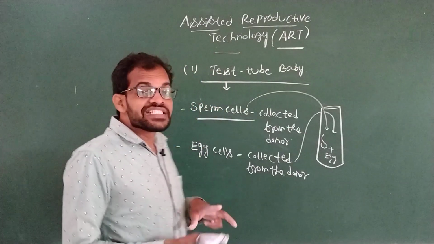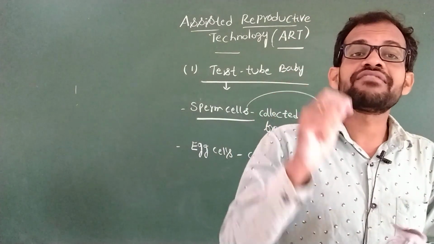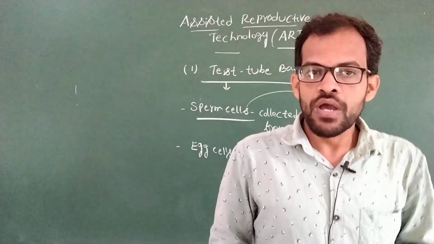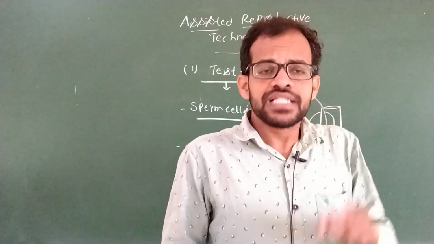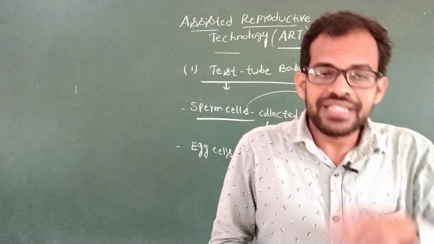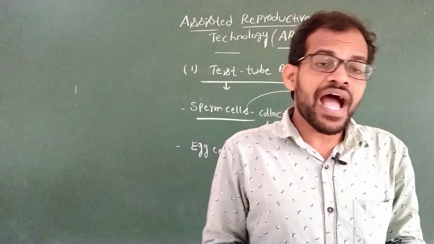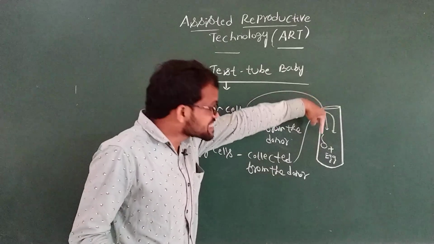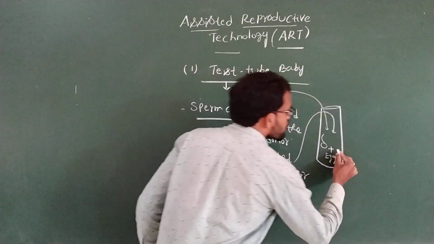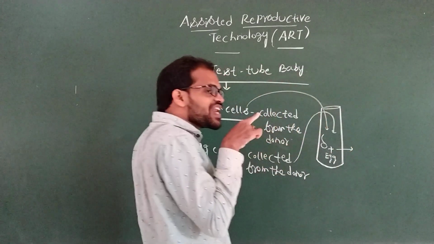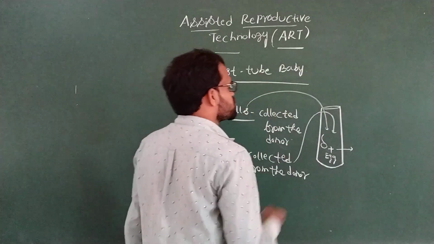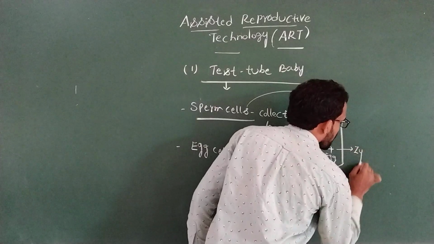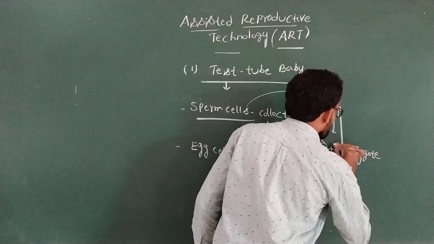Fertilization generally takes place inside the female body, but here the couples are in an infertile condition. So the sperm cells are collected from the donor and the egg cells are collected from the donor. Artificially, the fusion takes place outside the body, inside the test tube. Only zygote formation takes place. The fertilization takes place inside the test tube. After the sperm cell fuses with the egg cell, the zygote is formed.